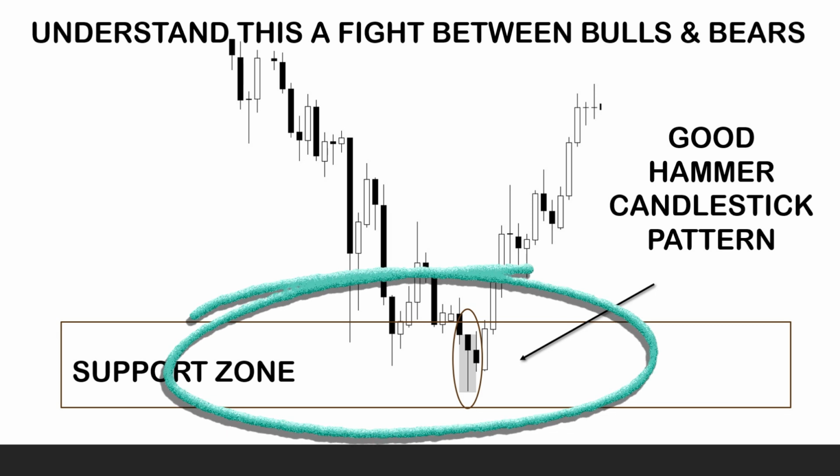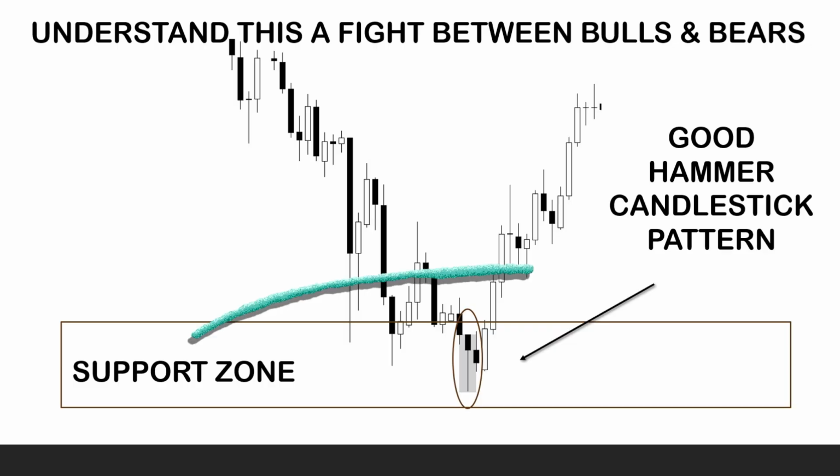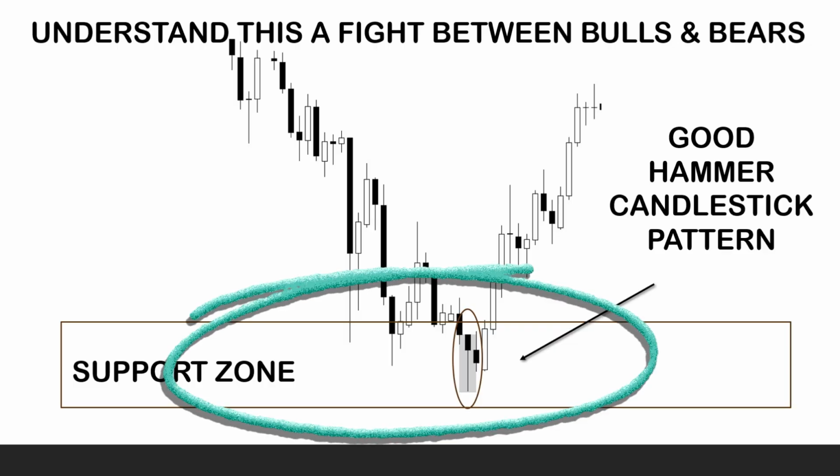There you go. This candle that is there at the support zone is a much better hammer, and we will see why it is a much better hammer. You can see we have highlighted that candle in gray color. So now we will go to a 5-minute chart and look at that highlighted area.